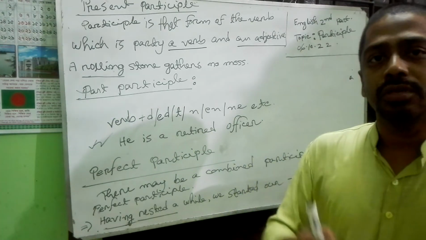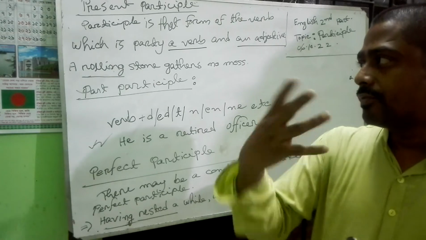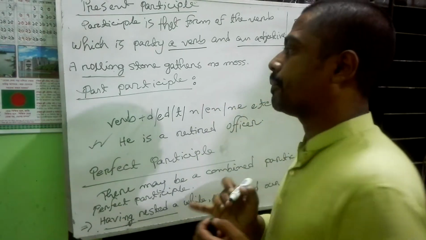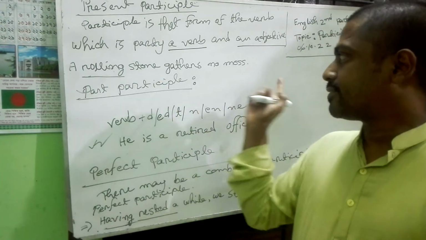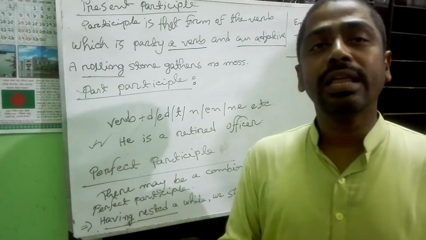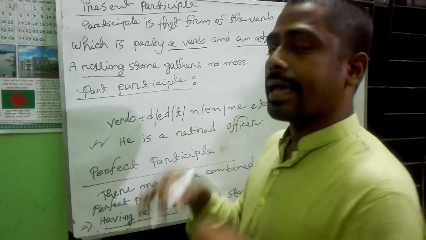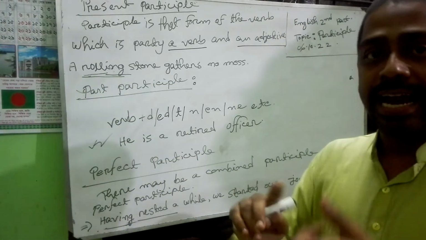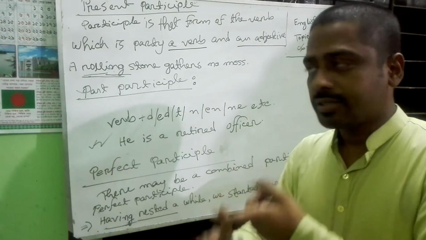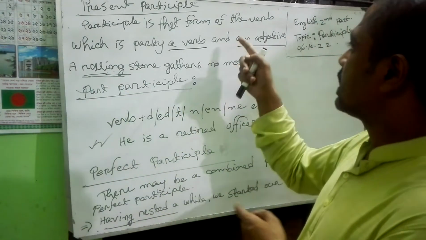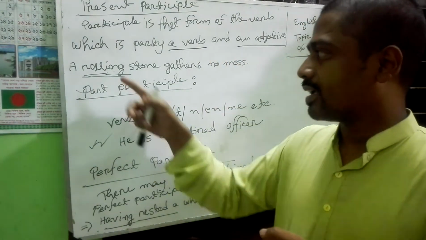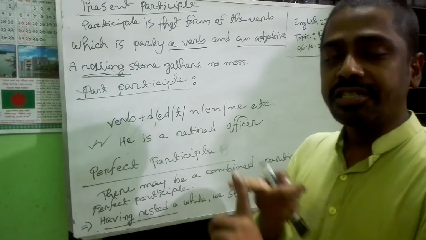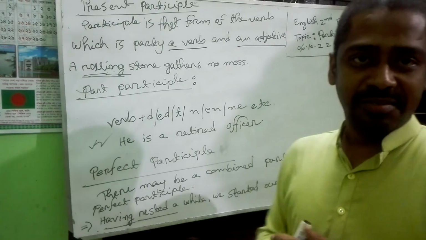If we see the example, a rolling stone gathers no moss. Here, rolling: the actual word is roll, and ing is added to the main verb. It acts like a verb and an adjective. It is like a verb and a condition, a precondition of an adjective.